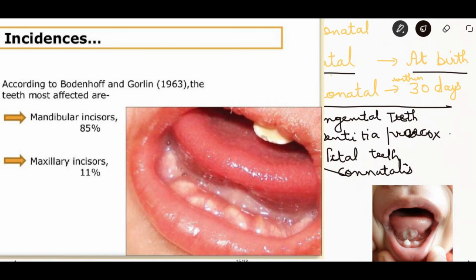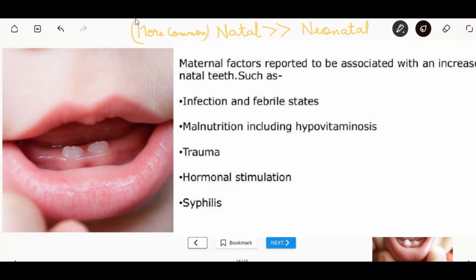The factors that have been associated with increased risk of natal teeth are infection and febrile state, malnutrition including hypovitaminosis, trauma, hormonal stimulation, or syphilis. What are the associated syndromes with the natal and neonatal teeth?